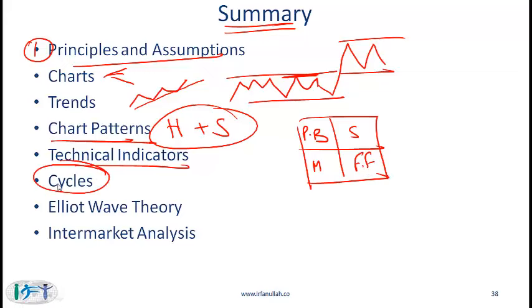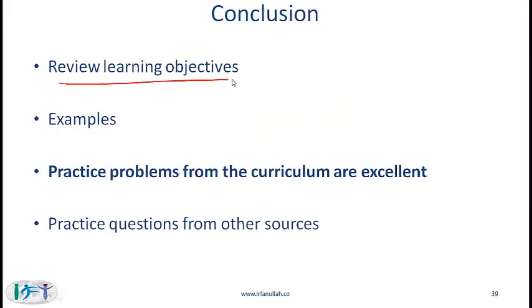We talked about various cycles such as the 18-year cycle, the presidential cycle, and so on. The Elliott wave theory was a brief one-slider, and you need to be on top of the material that we covered there. You need to know the basics of the Fibonacci series and the ratios that I showed you on the slide, and then intermarket analysis, which we just covered. As always, go over the learning objectives, do the examples in the curriculum. They are not that many, but the few that are there are good.